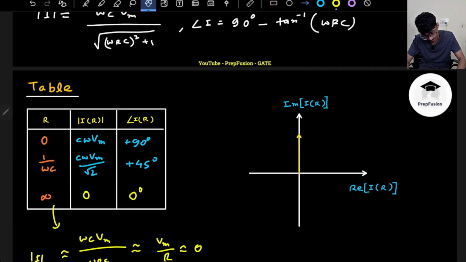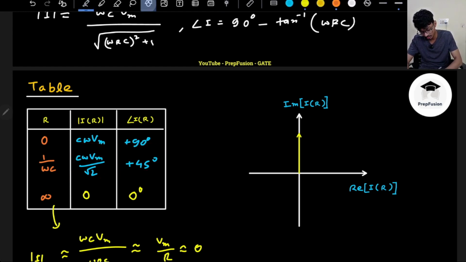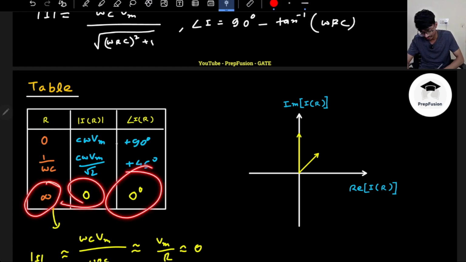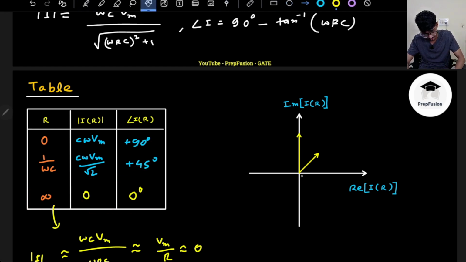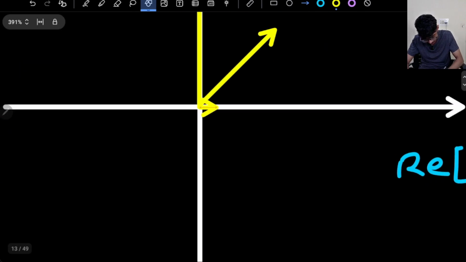It will be directly parallel to the y-axis, on the y-axis itself, because phase is plus 90. And at R equals 1 by omega C, phase is plus 45, and the magnitude of the vector has also reduced. So I will lie somewhere around here. Obviously at omega equals infinity, the magnitude is 0 and phase is of course 0. So I will lie somewhere around here.